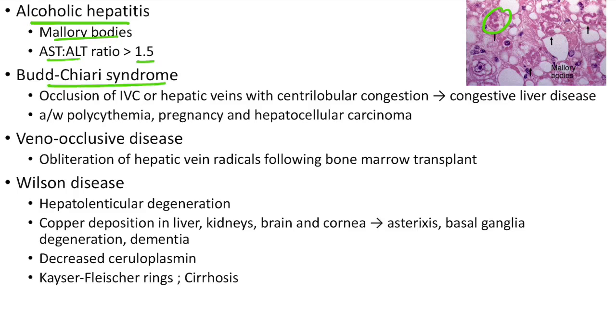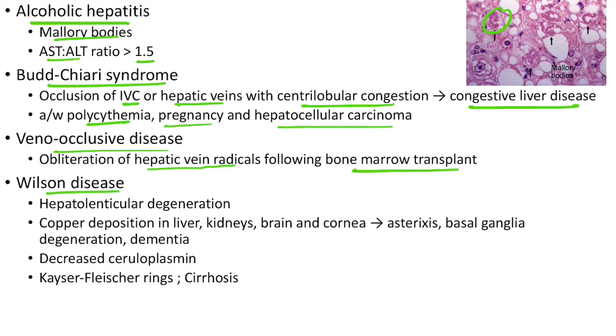Now let us see about Budd-Chiari syndrome. In this case, there is occlusion of inferior vena cava or hepatic veins with centrilobular congestion leading to congestive liver disease. It is associated with polycythemia, pregnancy and hepatocellular carcinoma. Now let us see about veno-occlusive disease. In this case, there is obliteration of hepatic vein radicals following bone marrow transplant.